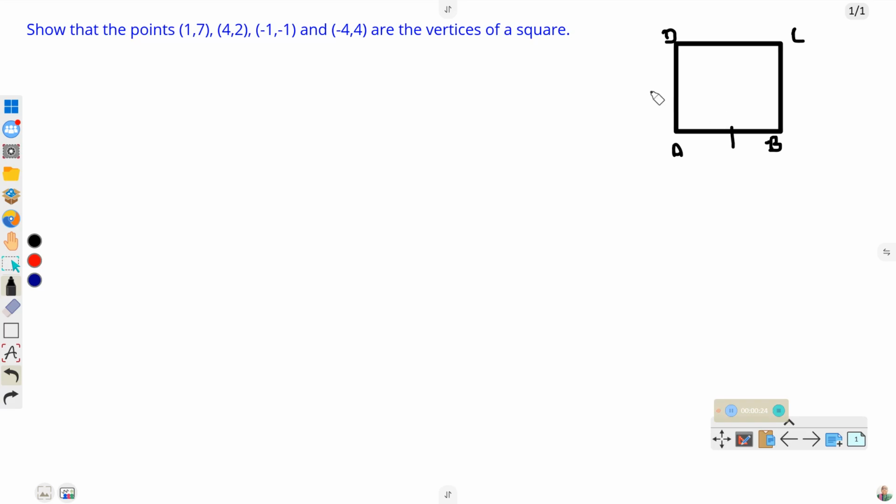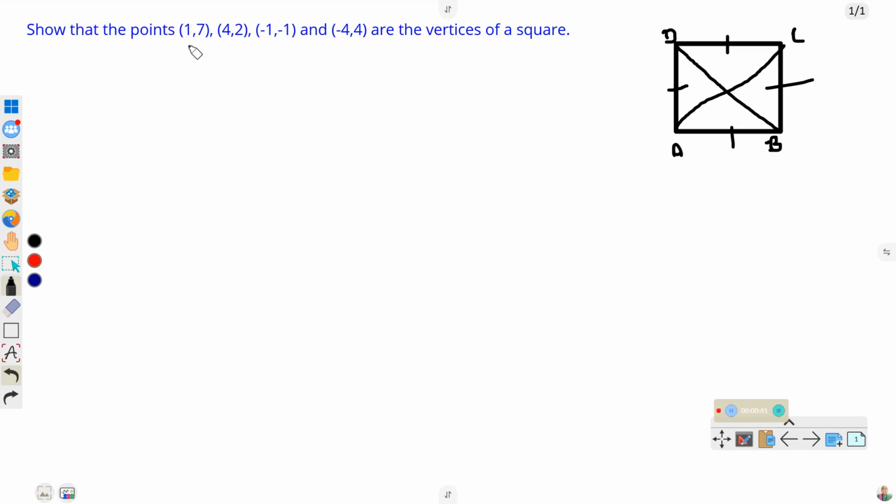All sides must be equal. Then another property we have to check is that the diagonals are equal. Only then can we say the given points form a square.